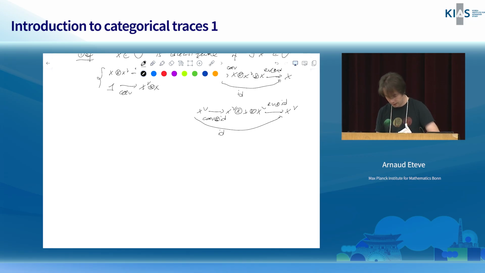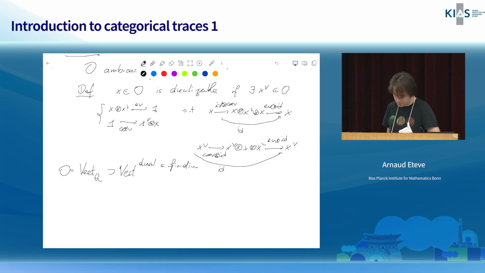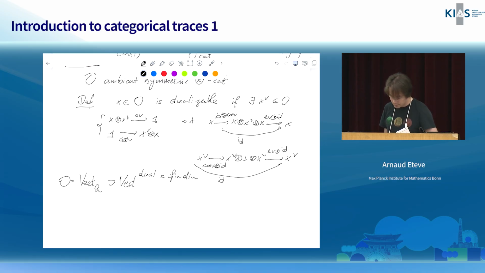All right. And so the example is that if you take O to be the category of vector spaces, the dualizable objects are exactly the finite dimensional K vector spaces. Sorry, that should be identity tensor, on the last horizontal small arrow. Oh, yes, thank you.